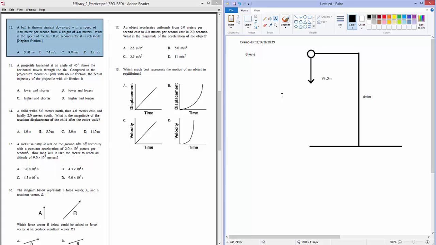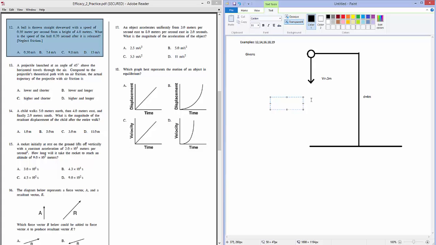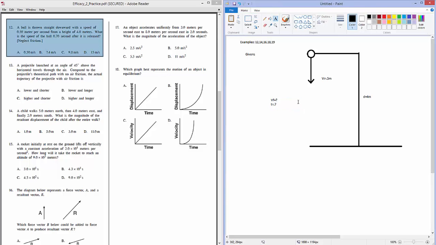So what we want to do is write out that what we're looking for is the final speed, the speed at that given time, right? So our final speed is what we're looking for, and the time is equal to 0.7 seconds, right? That's what it says. Okay, great. So we've got a couple of variables: we've got the VF, we've got the VI, we've got the T.